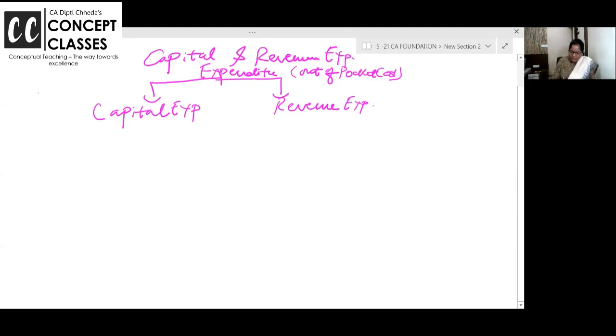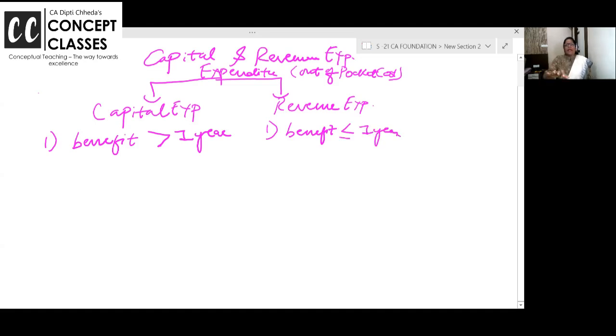Now, what is the specialty of capital expenditure? You write this because the language, your pen should flow when they ask you true and false with reasoning. Is my speed fine? Are you able to write? You can unmute and say also. Benefit goes beyond 1 year: capital expenditure. Benefit is going beyond 1 year. Revenue expenditure: less than or equal to 1 year. I'm paying salary to you, you are working. I'm paying rent to him, he is giving me premises to use. 1 साल के अंदर.